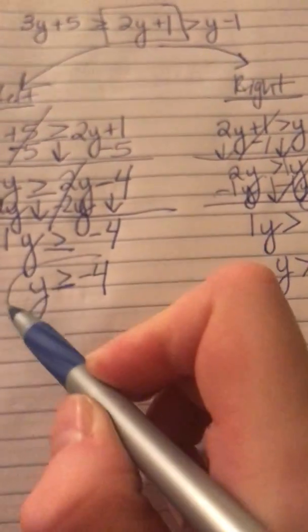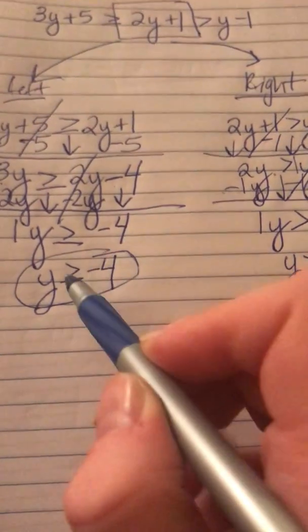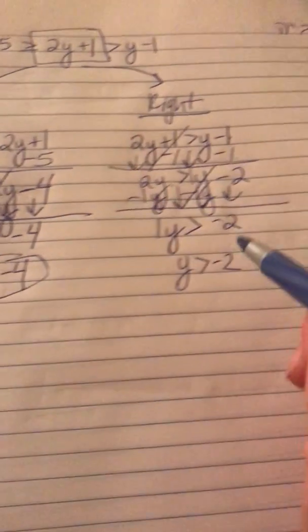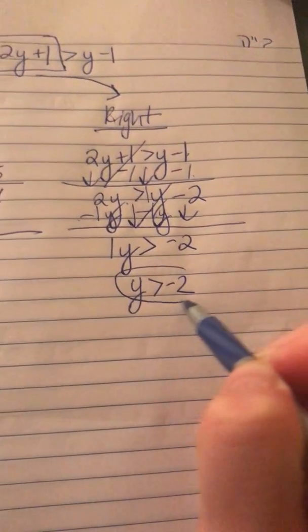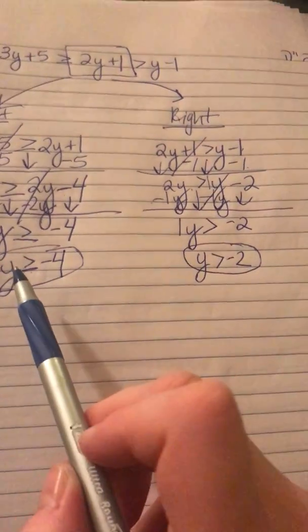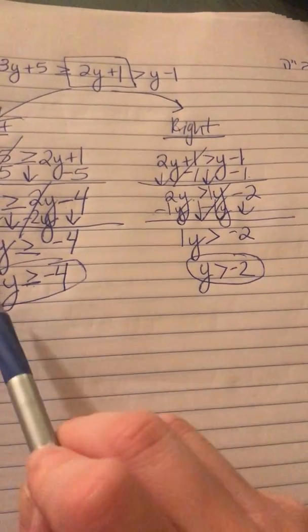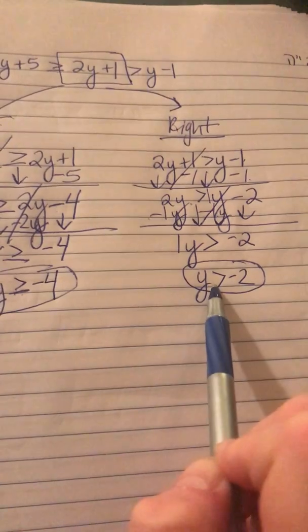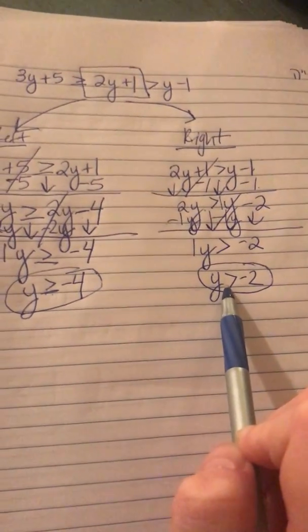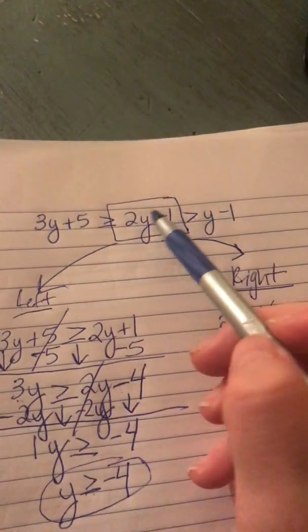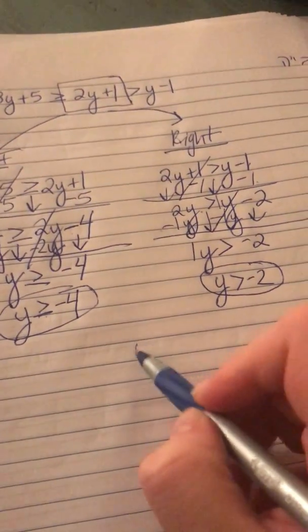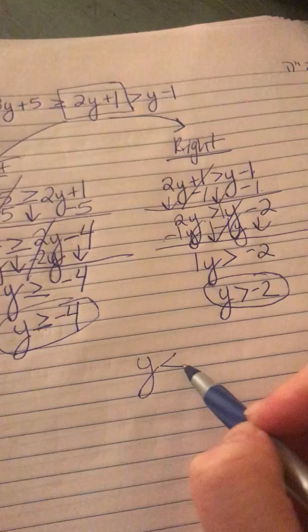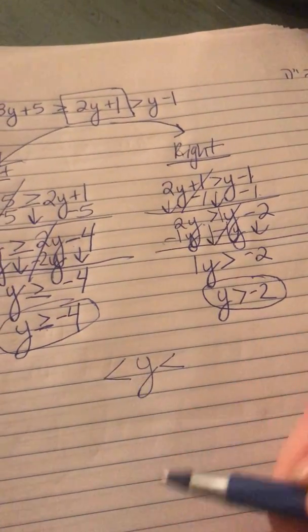One, which is y is greater than or equal to negative 4, and the other one, which is y is greater than negative 2. But I want you to hear what I just said. Did you guys hear that in both cases y is greater than something? If you remember from the last problem, when you have a conjunction, usually the variable in your answer would need to go in the middle and be less than something and greater than something.